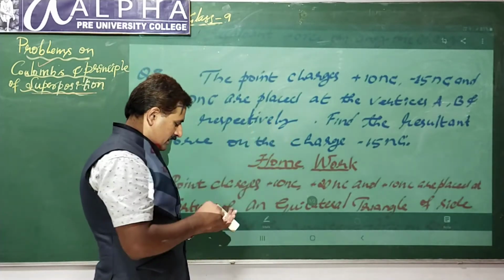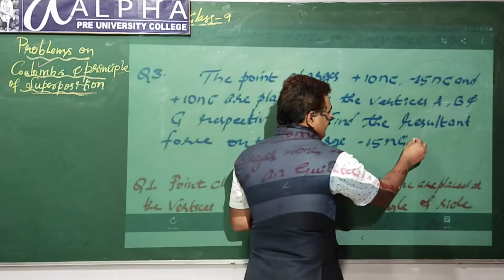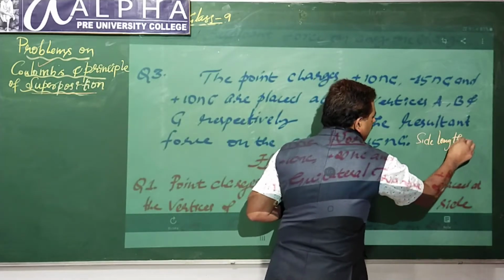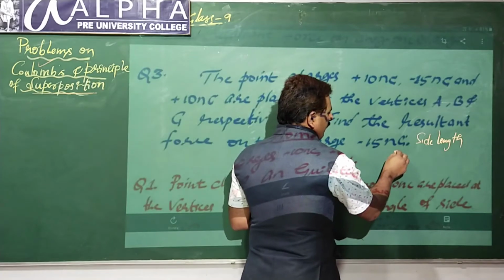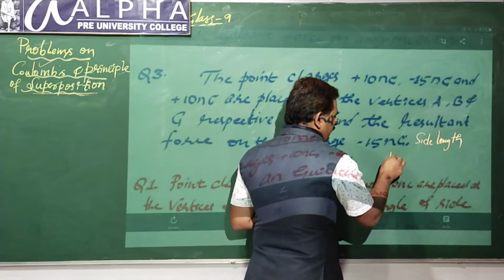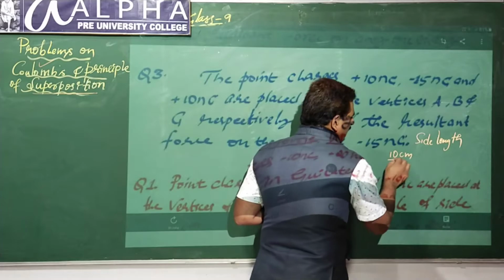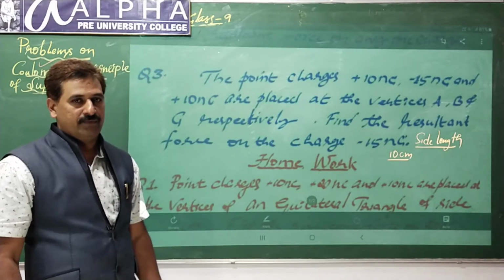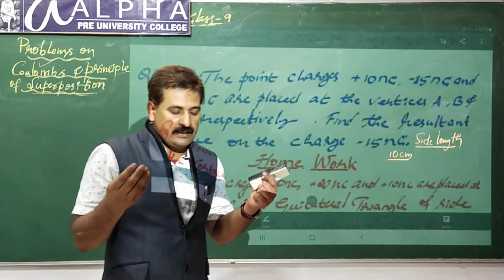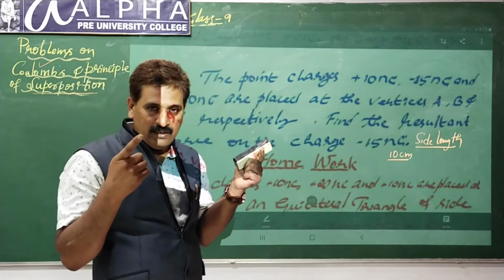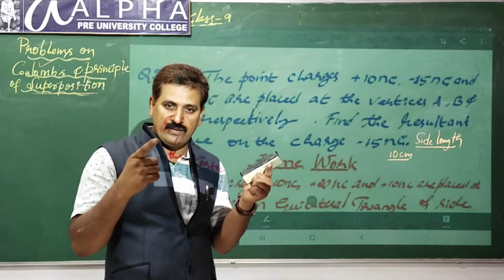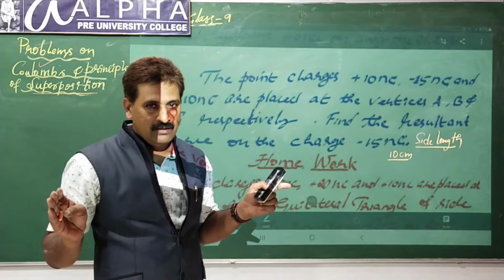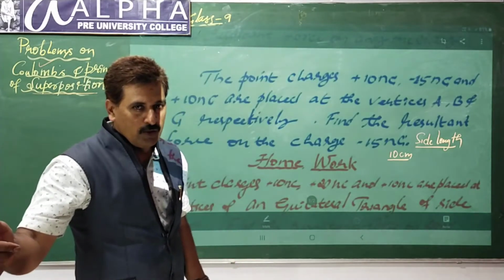What is the separation? Take the separation as the side length. That is missing here in this problem. Take any value, 10 centimeters, that's it. Side length 10 centimeters. I am using 10 centimeters here as the side length. Okay. Now let us collect data. How many charges? 3. Which are they? Plus 10, minus 15, plus 10. Side length 10 centimeters. That's it. Now we will move on to the solution.